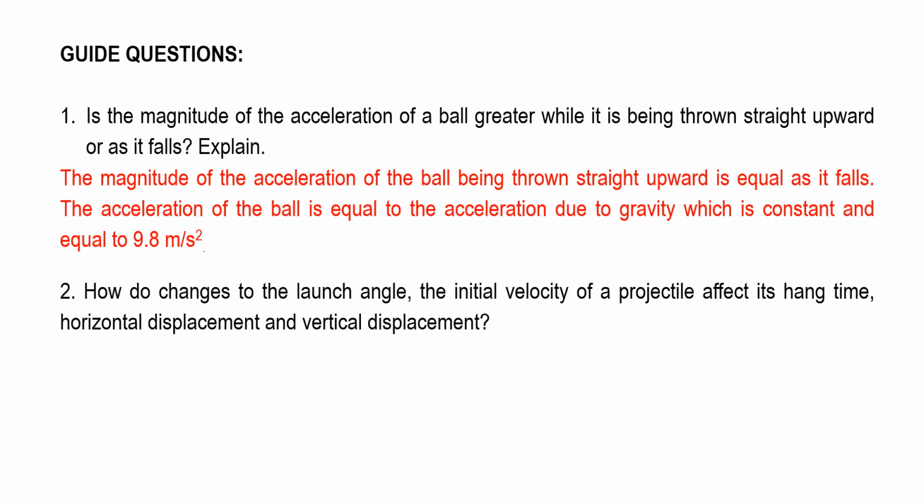For the second one: how do changes to the launch angle affect its hang time, horizontal displacement, and vertical displacement? And then the second is how do changes to the initial velocity of a projectile affect its hang time, horizontal displacement, and vertical displacement? So we can actually relate the launch angle with the hang time, horizontal displacement, and vertical displacement based on the formula that we use in our experiment.